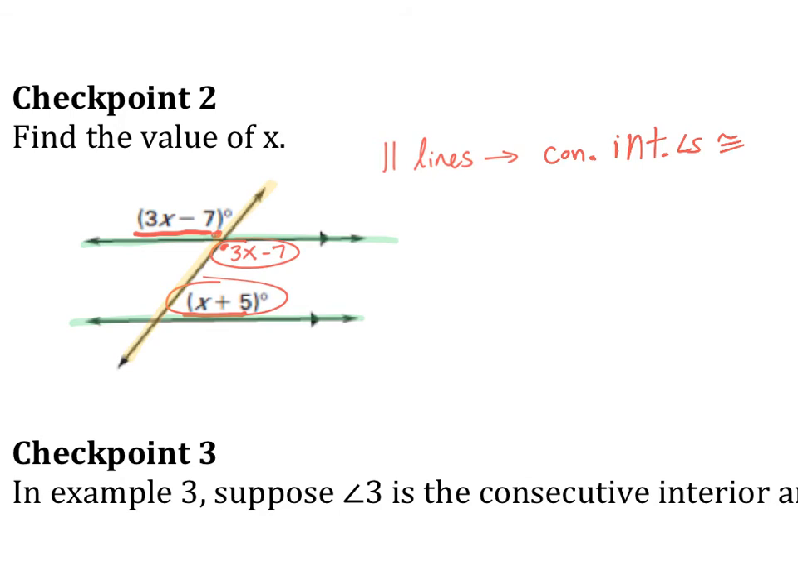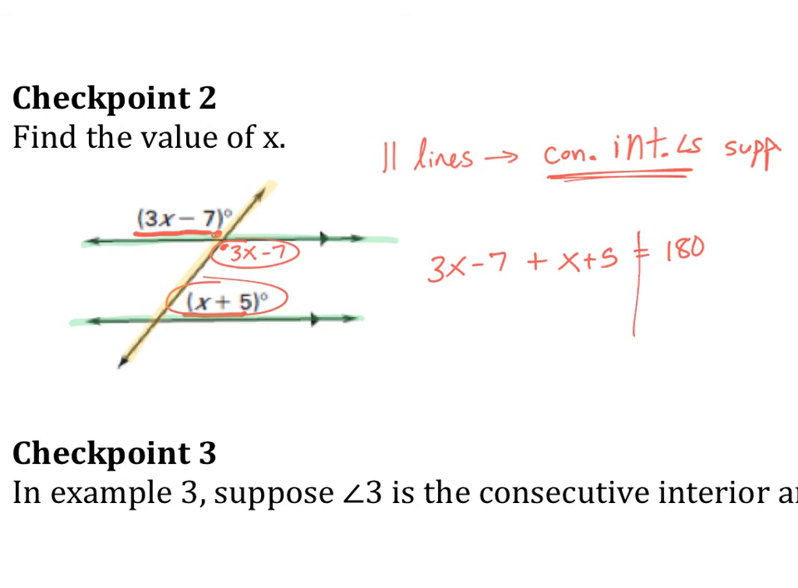So therefore, I screwed that up. Consecutive interior angles are supplementary, not congruent. My mistake. So these angles are not congruent. This is the one pair, the consecutive interior angles, they are not congruent. They are supplementary. So we would do 3x minus 7 plus x plus 5 equals 180. So almost every pair of these angles ends up being congruent except for the consecutive interior angles. Those add up to 180.